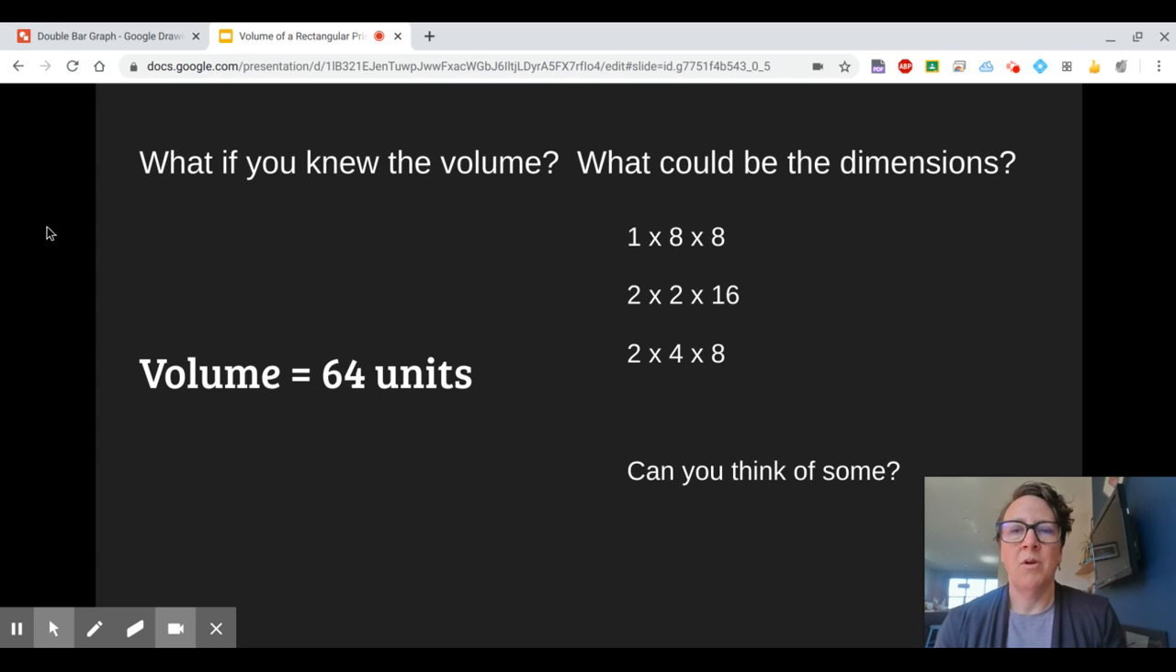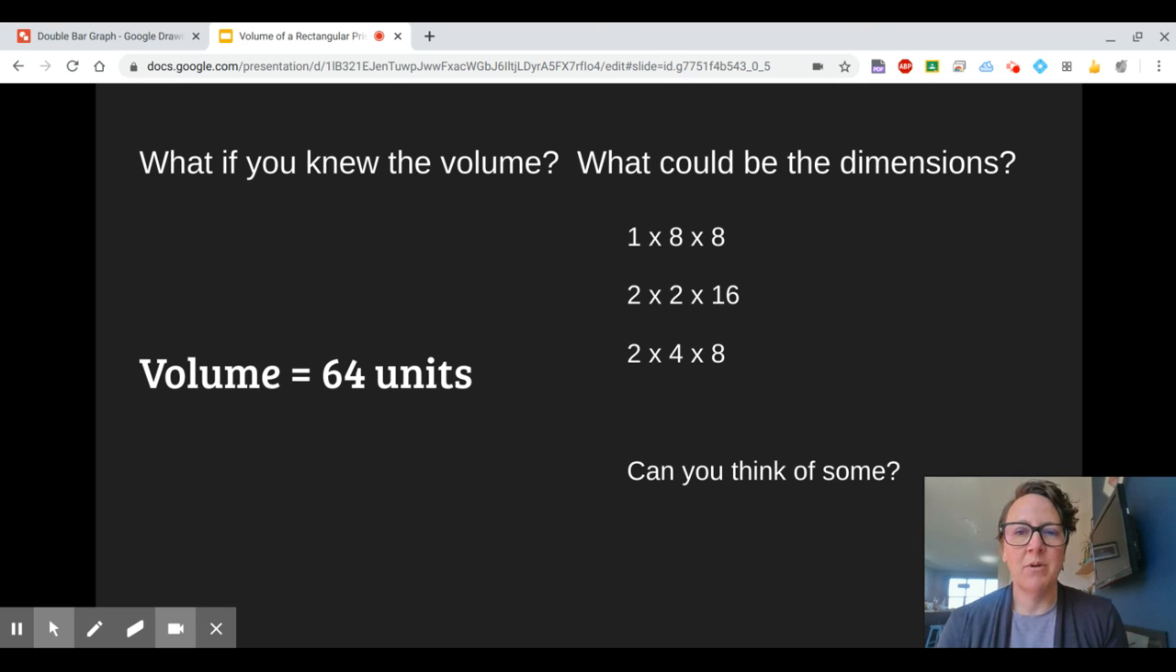So what if you knew the volume? What could be the dimensions? So what if we had the volume of a rectangular prism being 64 units? You could have a 1 by 8 by 8. You could have a 2 by 2 by 16. You could have a 2 by 4 by 8. Can you think of any other ones that you could have for that?